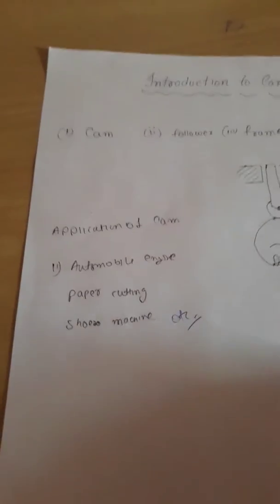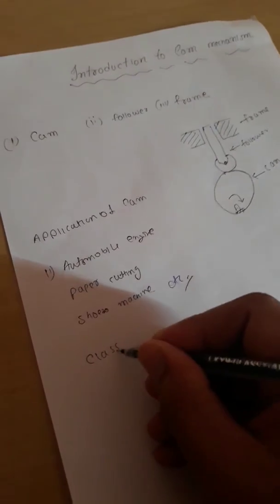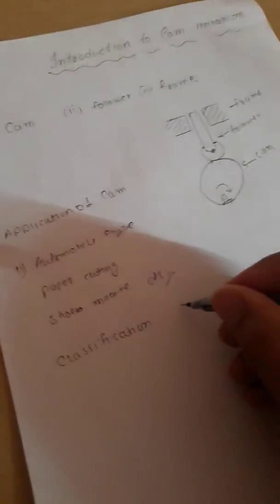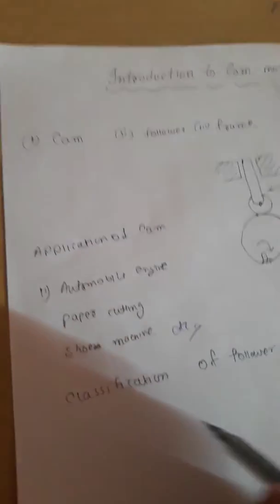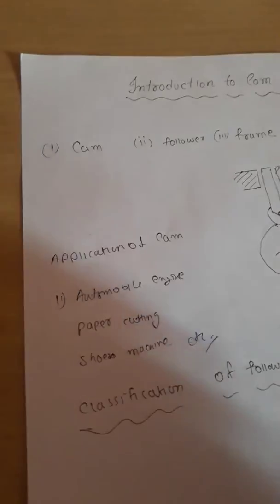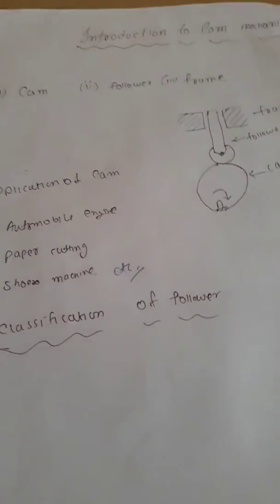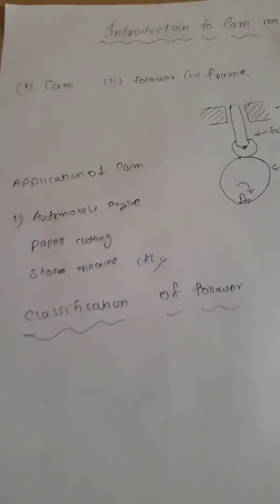Now we will study the classification of followers. The CAM is classified on the basis of the follower. There are three defined types on the basis of which we will classify the follower.